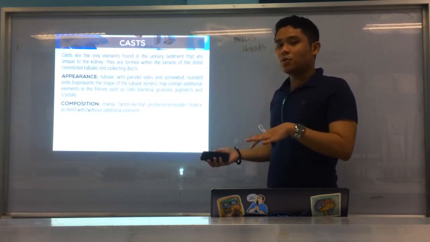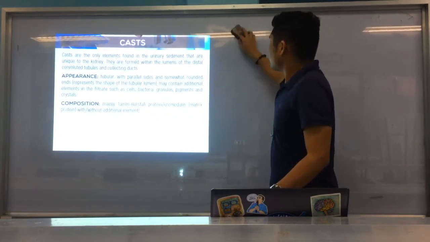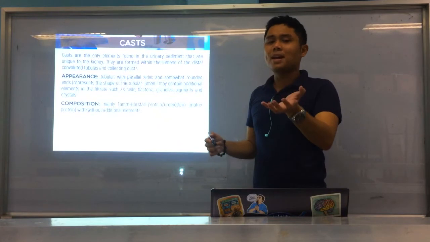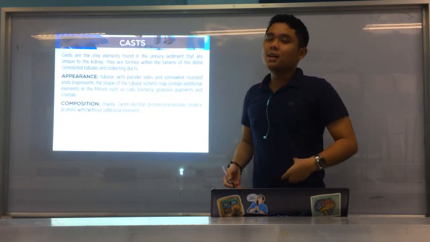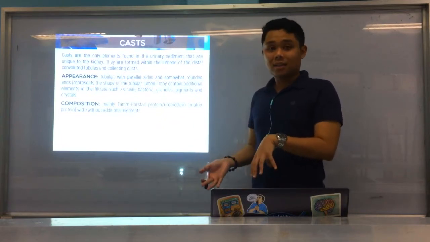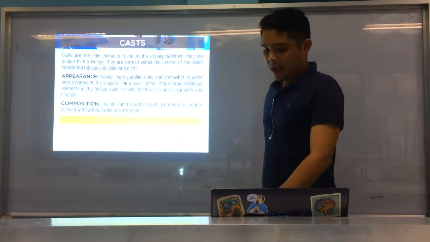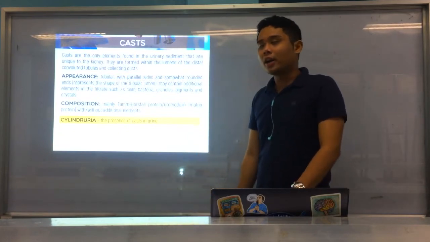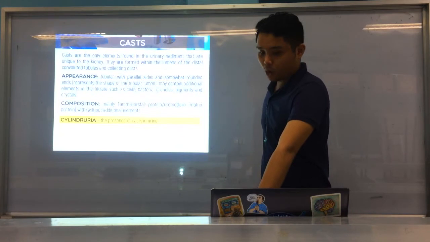And it's the main protein that constitutes your casts, okay? Again, that's the main protein, with or without additional elements. That would depend, again, on what happened in the tubules. If there is bleeding, alright, RBCs get incorporated. If there is infection, again, WBCs or bacteria can get incorporated, okay? And the presence of casts in urine is termed cylindruria, okay? Cylindruria. Alright. The presence of casts in urine, cylindruria.